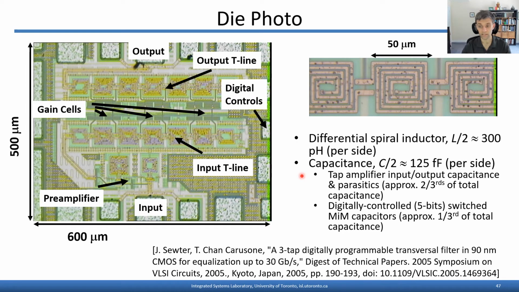The capacitances here were about 125 femtofarads per side. These were dominated by the amplifier parasitics, again remembering that this was 90 nanometer CMOS. But about 1/3 of those capacitances on the delay line was provided by digitally controlled switched MIM capacitors. That gave us just the fine-tuning ability to adjust the LC products and ensure good impedance matching and fine-tune the delay along the delay line. This design was described in a presentation at the VLSI Circuit Symposium in 2005.